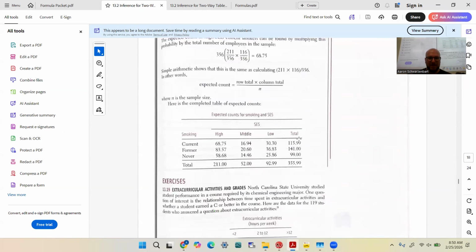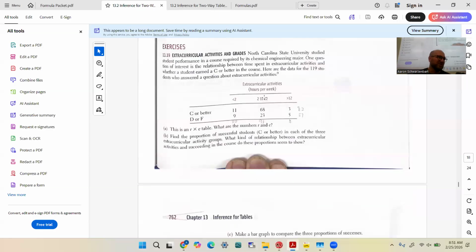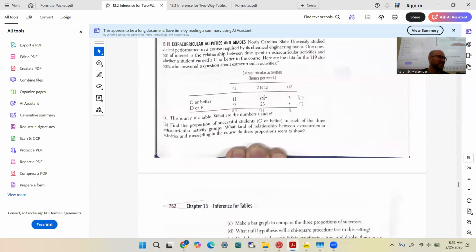So does this meet my conditions? Yes, all the values are greater than 5. Was it an SRS? No. So we would have to consider that maybe we can't generalize this. But it's a pretty low p-value, so it's pretty likely that it would generalize.